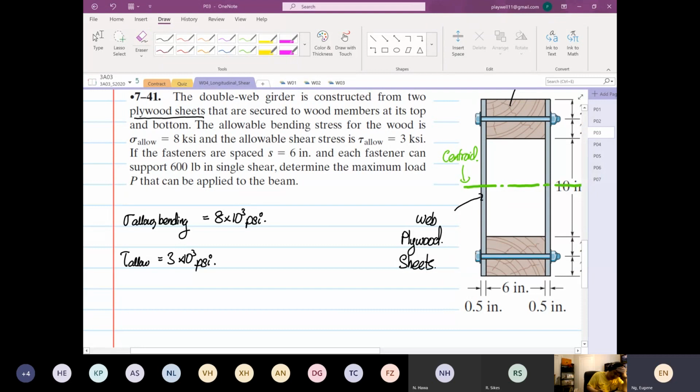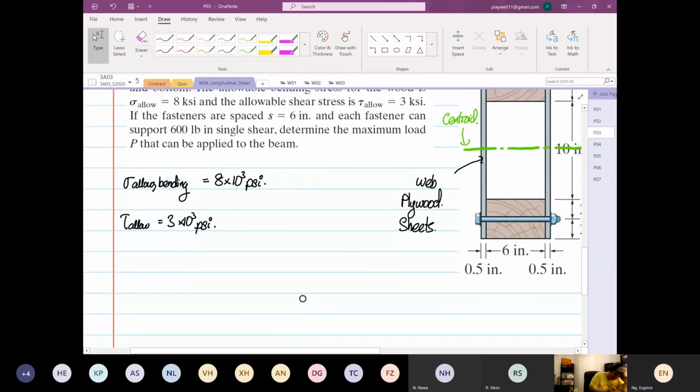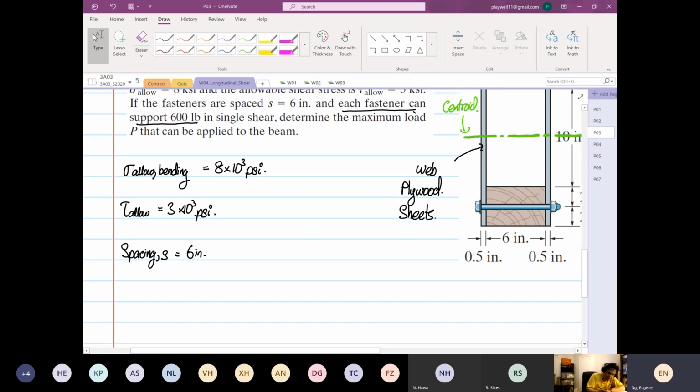And then we are also given that the fastener spacing S is equal to 6 inches, and each fastener can support or resist 600 pounds in single shear configuration. So if you look at here, each fastener can withstand 600 pounds. So the force it can withstand is equal to 600 lb.